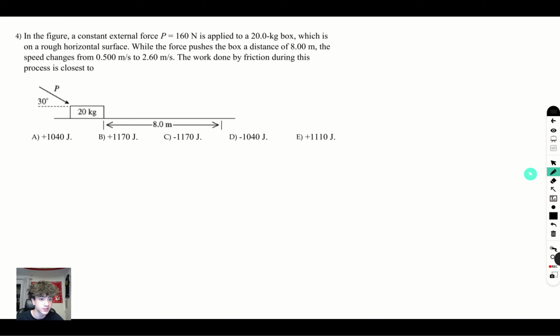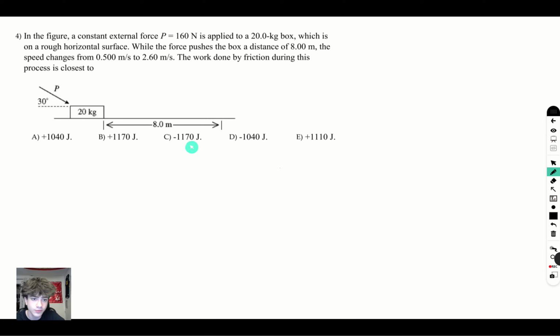The prompt reads, in the figure, a constant external force P equal to 160 newtons is applied to a 20 kilogram box which is on a rough horizontal surface. While the force pushes the box a distance of 8 meters, the speed changes from 0.5 meters per second to 2.6 meters per second. The work done by friction during this process is closest to, and then we have our 5 multiple choice options right here.